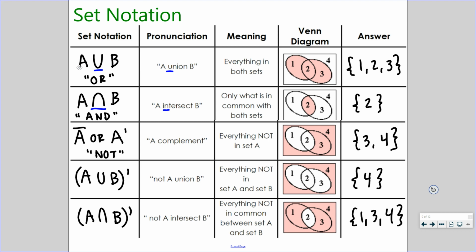Okay, so let's try a couple of example problems in Alex where they use that notation.